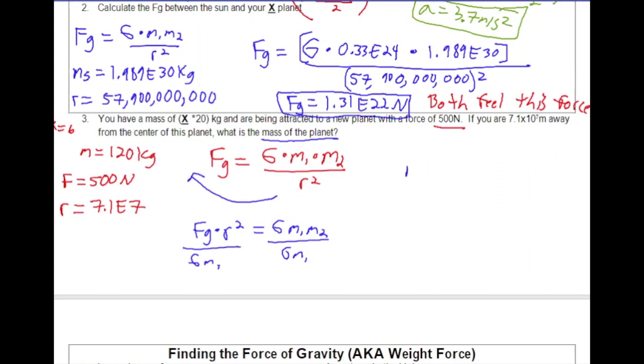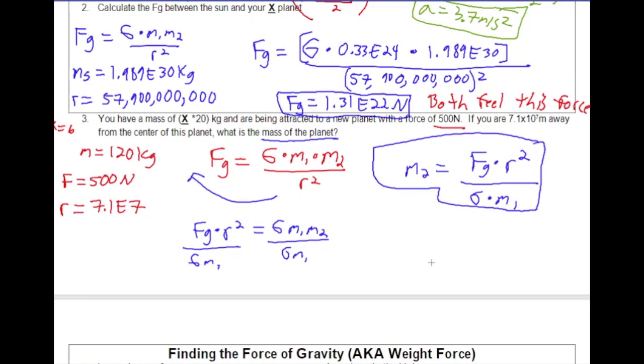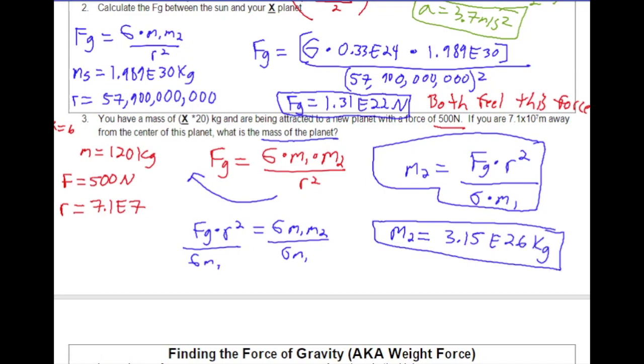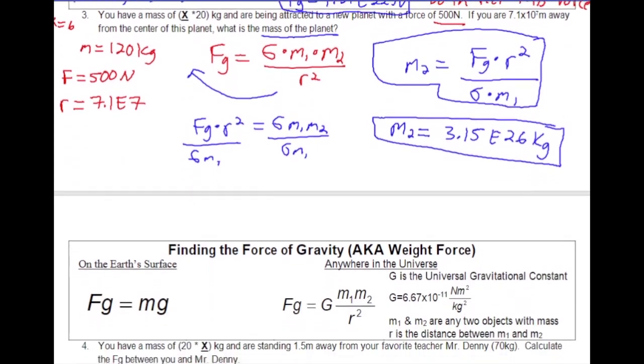And I get M2 is equal to our force of gravity times the distance from the center to the other center squared divided by big G times M1. And then I just go ahead and use this equation to solve for my answer. Doing so, I find out that the mass of my other planet should be 3.15 e to the 26 kilograms. All right, let's keep moving along.